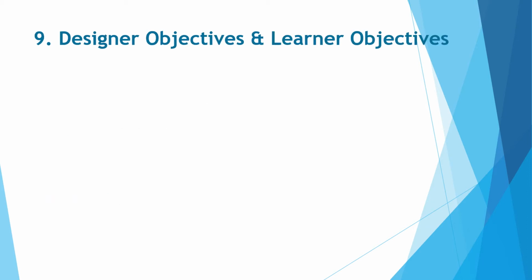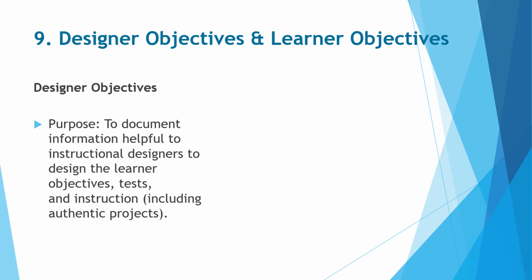Designers use objectives to help guide the design of their instruction, and learners sometimes benefit from objectives to help guide their learning. The problem is that different kinds of information are needed for these two different purposes. Designer objectives help the designer to design. They document information that can help designers to create objectives, tests, and instruction. Their most helpful components are behaviors, conditions, and standards.